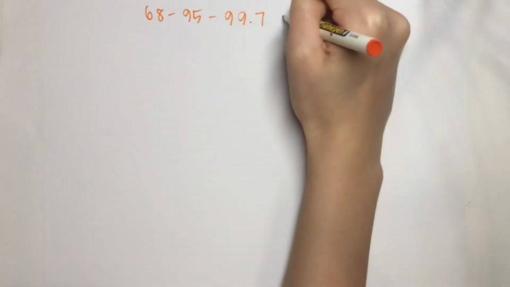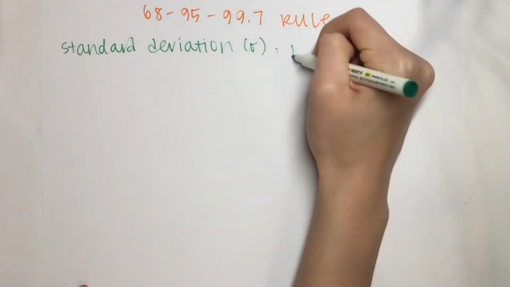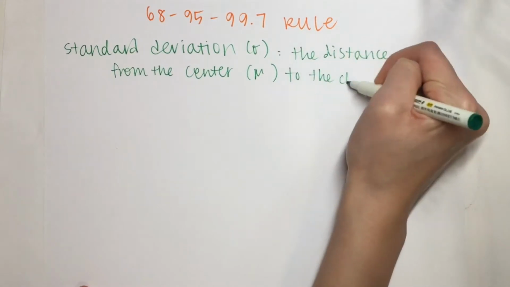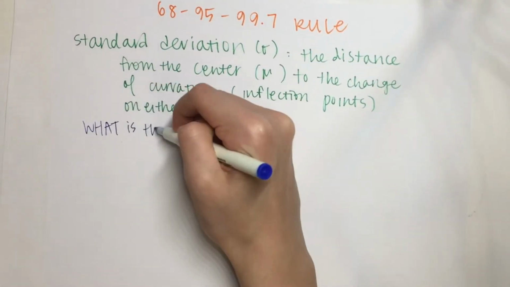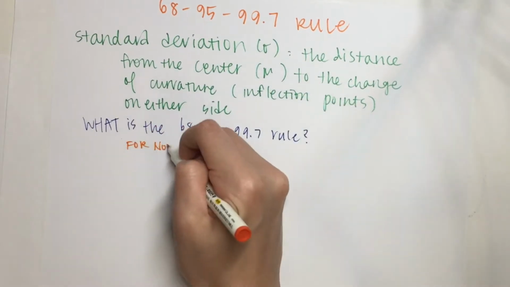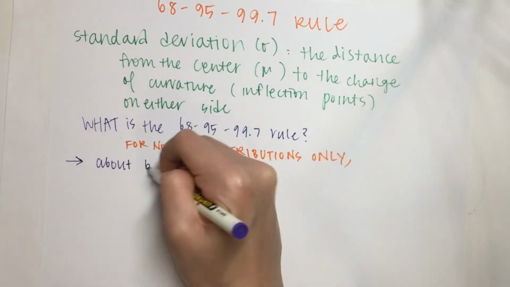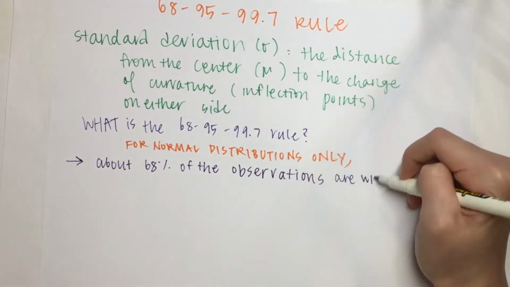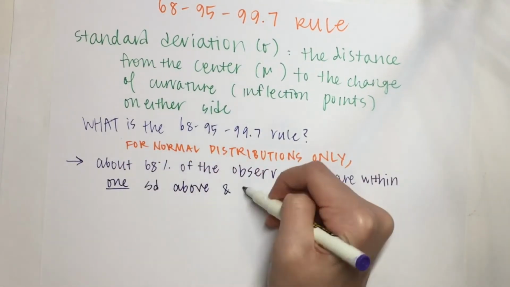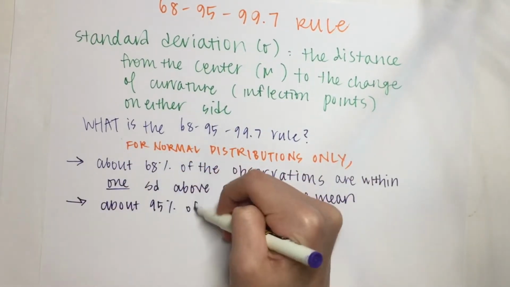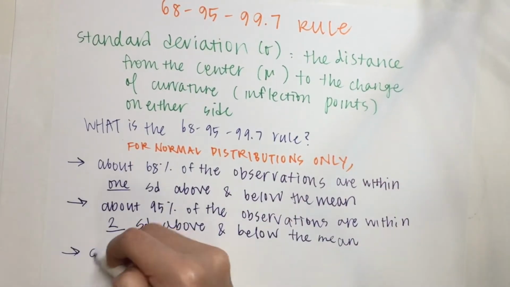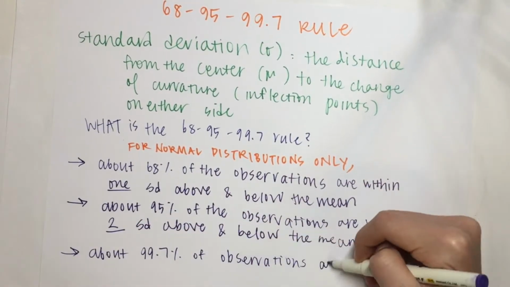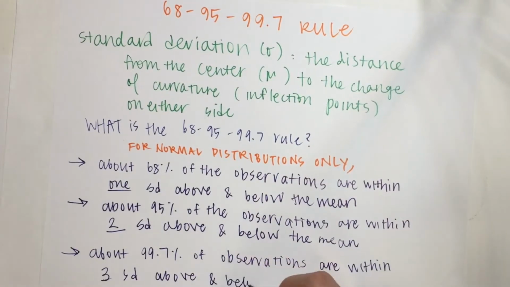Starting off with the 68-95-99.7 rule, the standard deviation is the distance from the center to the change of curvature inflection points on either side. The 68-95-99.7 rule states that for normal distributions only, about 68% of the observations are within one standard deviation above and below the mean, about 95% are within two standard deviations above and below the mean, and about 99.7% are within three standard deviations above and below the mean.